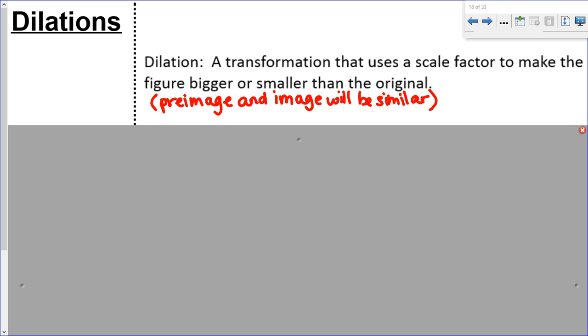And they'll be similar to each other because notice it says it has a scale factor, like we did in chapter 6 when we had similar figures. So this is the only transformation where it does actually change the size. When we did translations and reflections, size was preserved, and the pre-image and the image were congruent to each other.